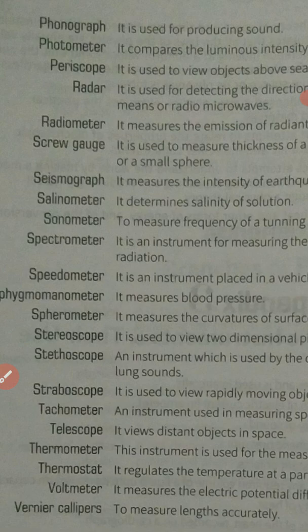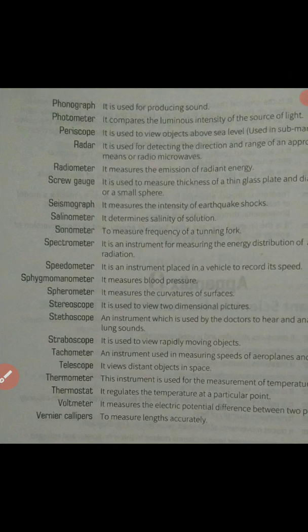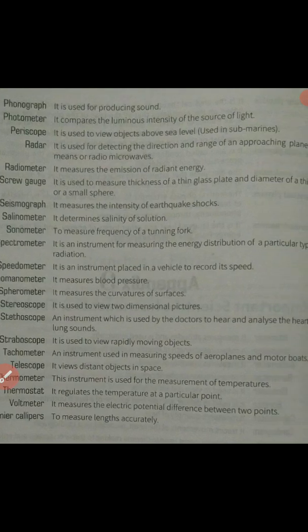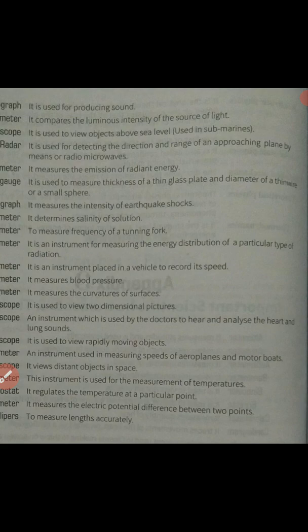Then sonometer. Sonometer is generally used to measure the frequency of a tuning fork. This is important. Then spectrometer. Spectrometer is an instrument for measuring the energy distribution of a particular type of radiation.